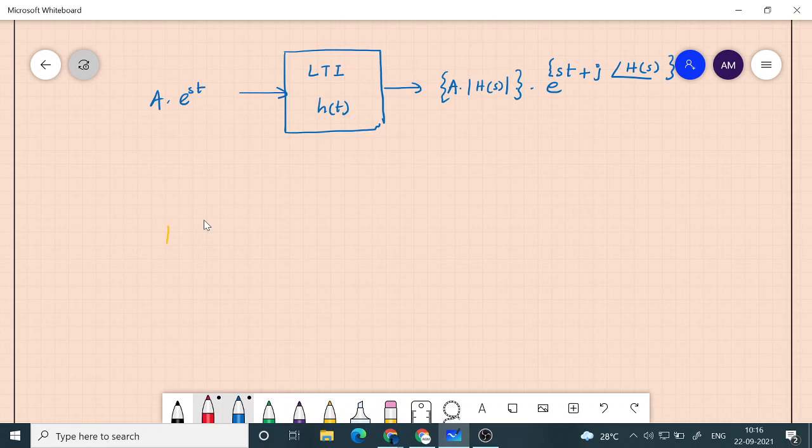So here H of s, this is what determines how much the amplitude will be changed, how much is the phase or the shift introduced. So H of s is what? Integral, tau going from minus infinity to plus infinity, h of t into e raised to minus st dt. I am changing the variable from tau to t.